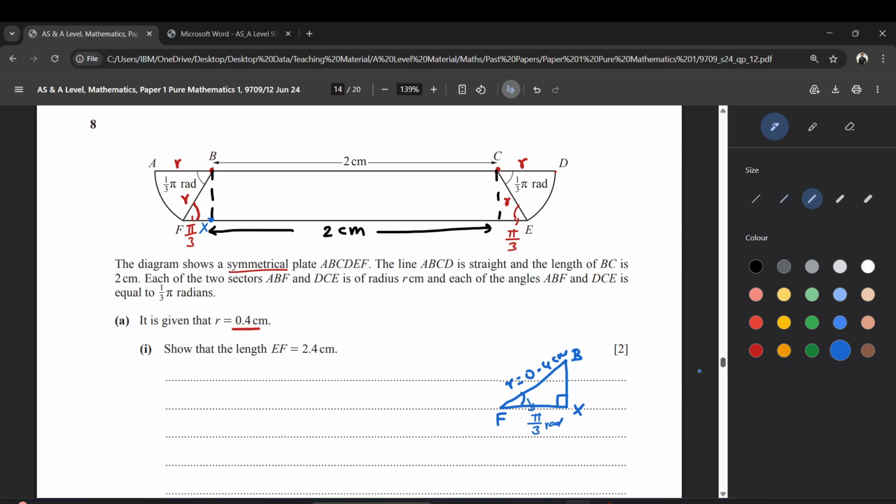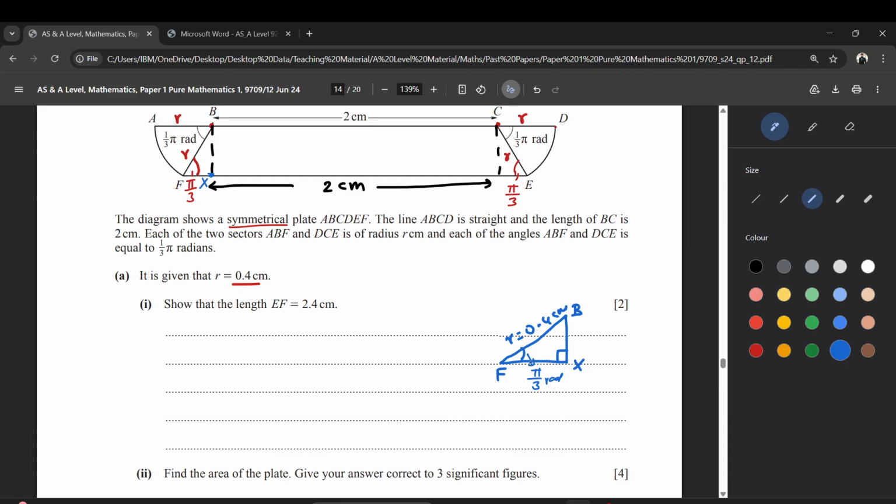So we can use trigonometry over here. I need to find FX, which is my adjacent, and I have been given hypotenuse. So I can use cos. So we can say cos pi upon 3 is equal to adjacent, which is FX that we need to find, divided by 0.4. So therefore FX is equal to 0.4 times cos pi upon 3. Cos pi upon 3 is 180 divided by 3, which is cos 60, right? In degrees. So that gives you half.